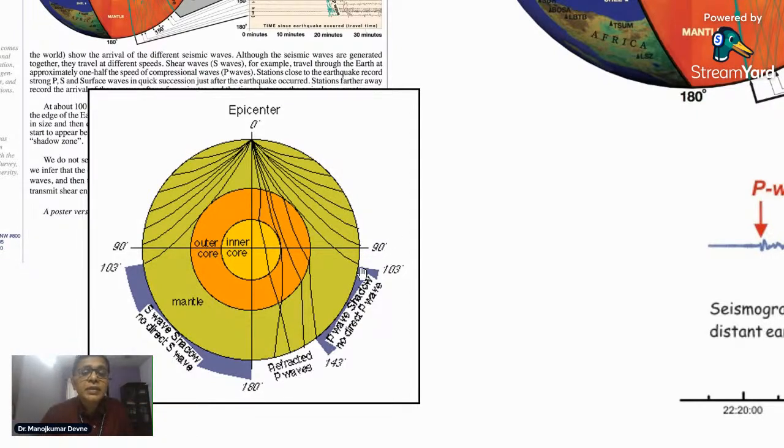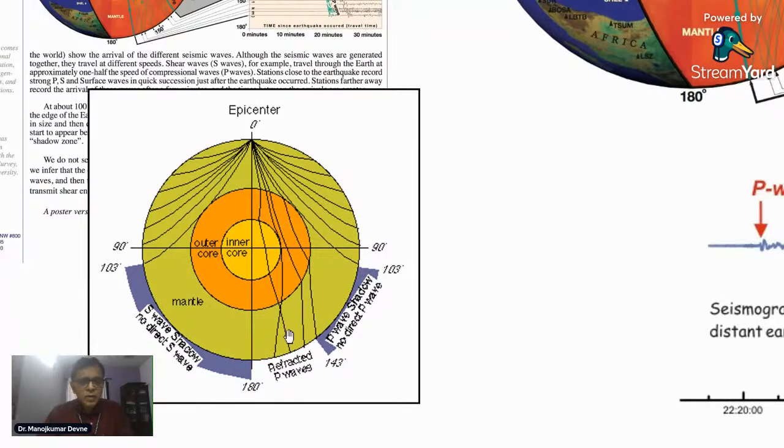Once again, as I said, between 103 and 143 degrees, we are going to have a shadow zone as far as the P waves, primary waves, are concerned, and a larger one is seen as far as the secondary waves are concerned. 103 to 180 is how this stays blank. Obviously, this is the section where you have the refracted P waves. Now, what all this is, we'll come to that.